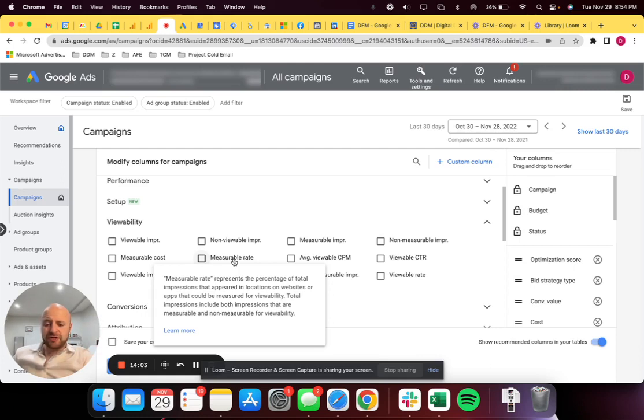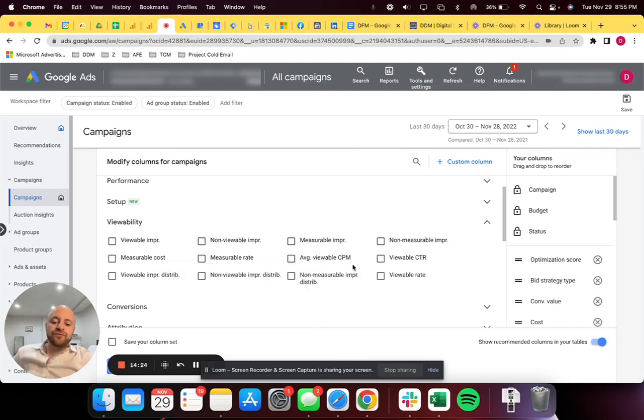Measurable rate represents a percentage of total impressions that appeared in locations on websites and apps that could be measured for viewability. Total impressions include both impressions that are measurable and non-measurable. So you have impressions, and then you have measurable impressions. Measurable impressions divided by impressions is the measurable rate. Makes sense.